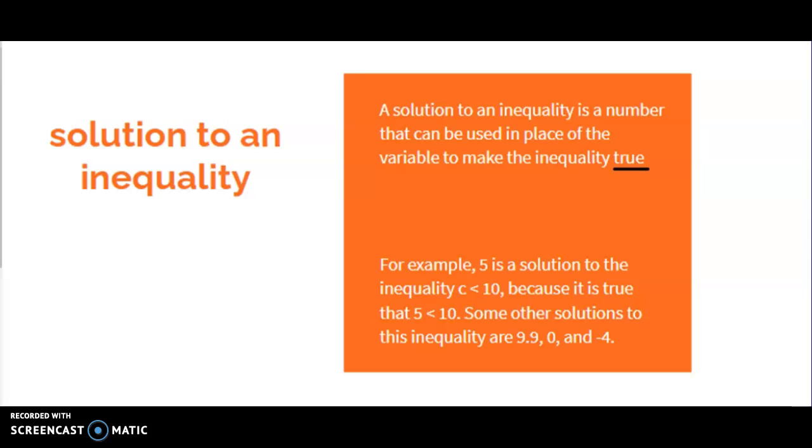Amusement park rides. Solution to an inequality. Write this in your notebook. So pause the video, write this down in your notebook. A solution to an inequality is a number that can be used in place of the variable to make the inequality true. It's got to be a true statement.